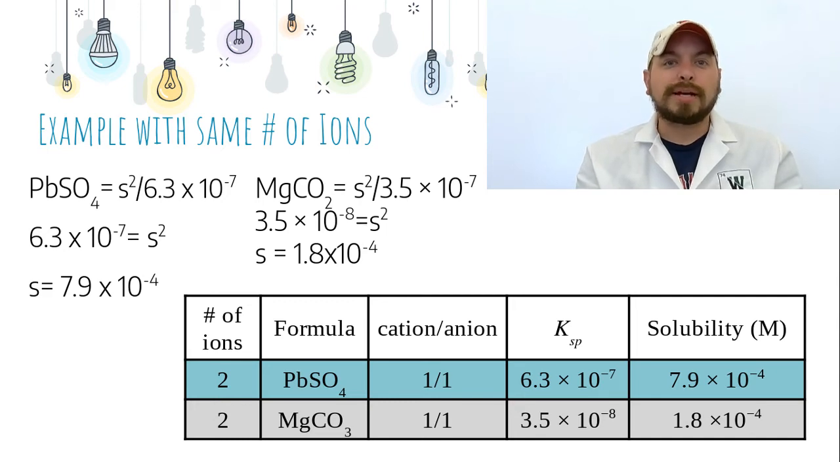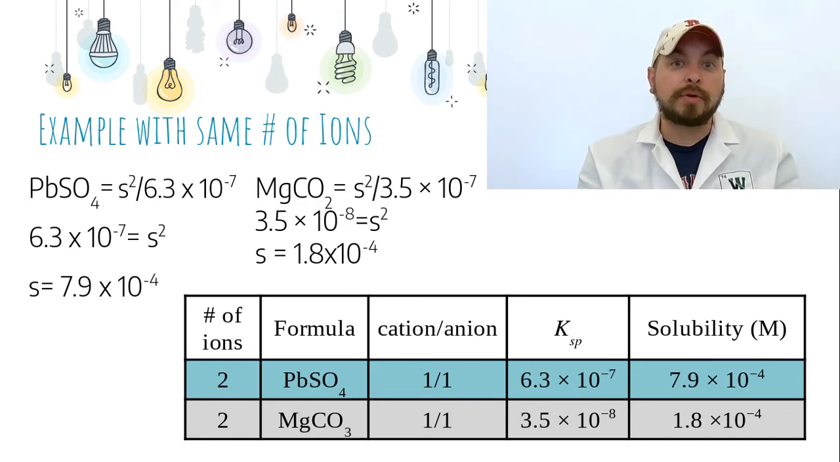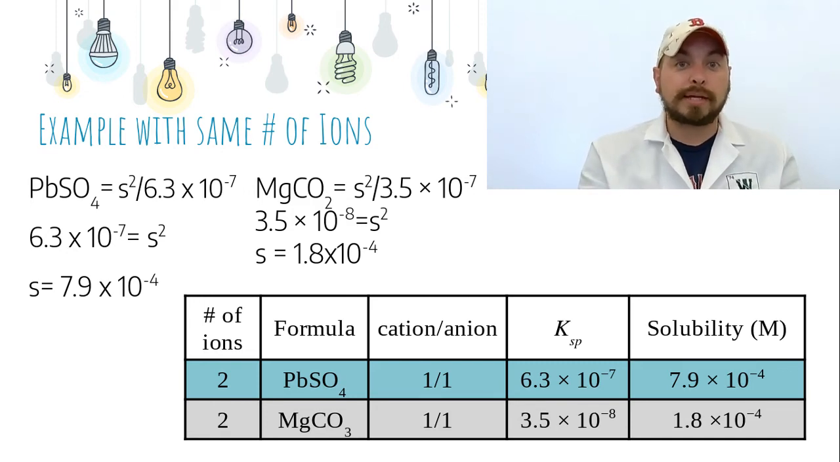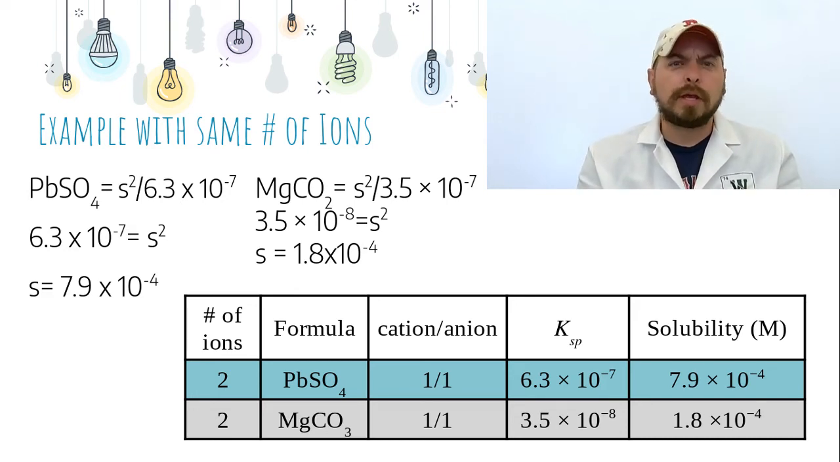Now, because they have the same number of ions, I can compare directly using the Ksp expression, but only because they have the same number of ions. For example, in this case, I know that the lead(II) sulfate has a greater Ksp than the magnesium carbonate. Therefore, it is more soluble. But let's prove it anyways. We're going to solve for the molar solubilities of each of these.